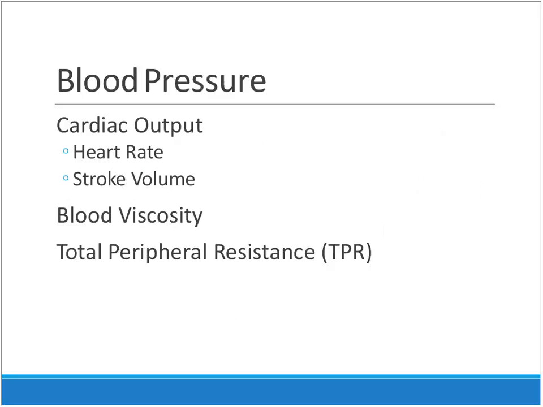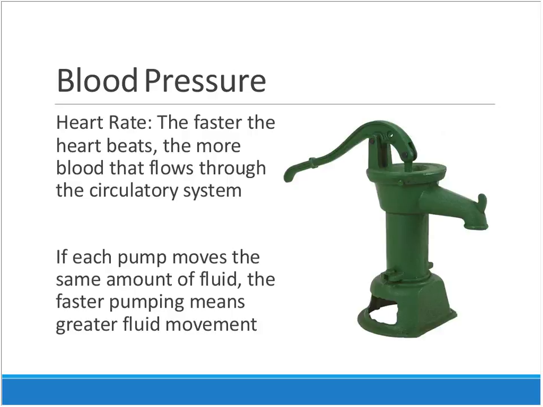There are several things that factor into blood pressure, such as our cardiac output, the viscosity of our blood, and something called total peripheral resistance, which I'll call TPR because I'm going to reference it so many times throughout this presentation. Cardiac output consists of two different things, the first of which is heart rate. The faster your heart is beating, the more blood is going to flow through your circulatory system.